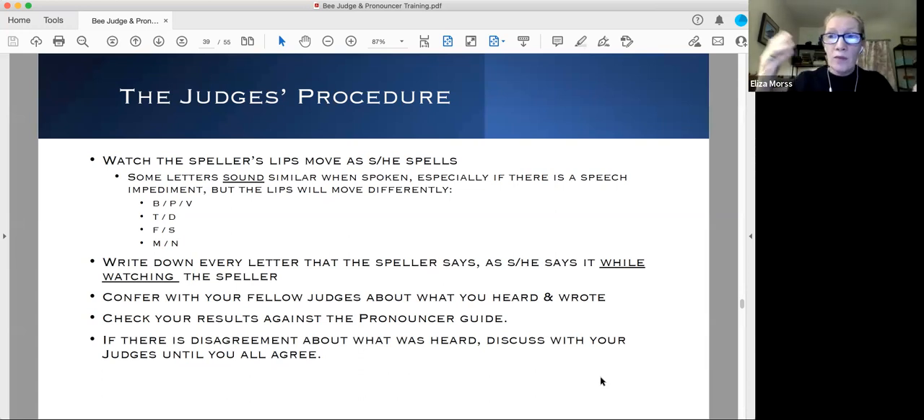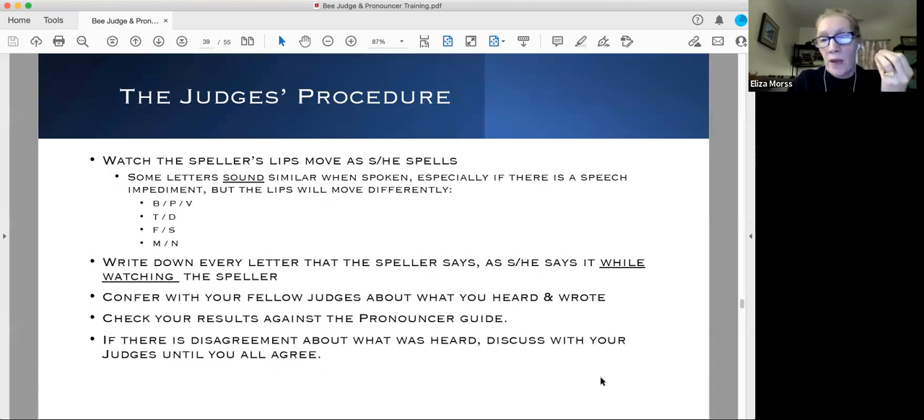But so some letters may sound the same, but the lips will move differently. Hopefully you won't have to have many of these situations, but just do be aware that B's, P's, and V's, T's and D's, F's and S's, and M's and N's, when said as letters and said fast by a nervous speller, can sound similar. And so if you're paying attention to the lips and you're anticipating your speller is possibly nervous and might speak quickly, you can have a better idea of what's actually happening and what letter is meant.